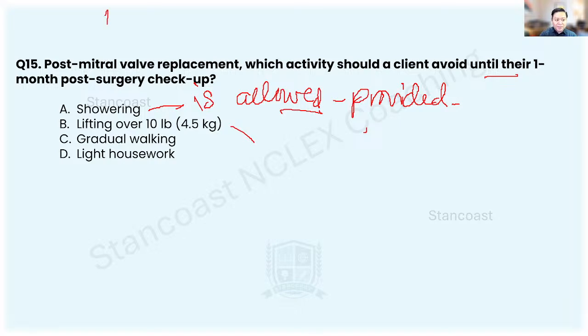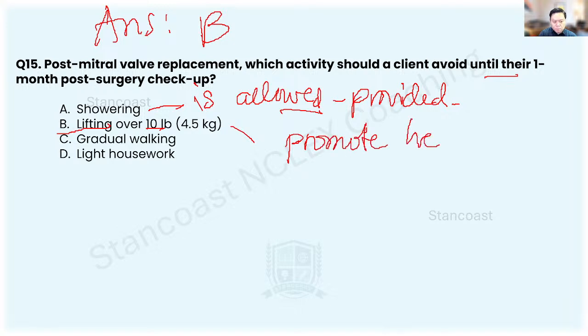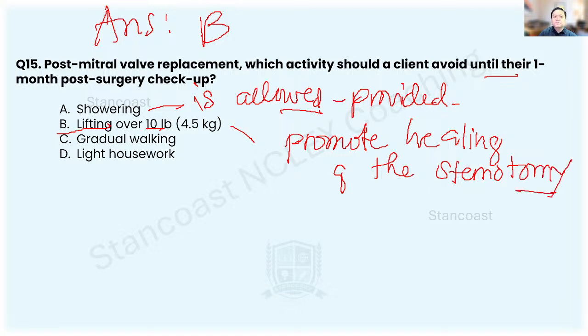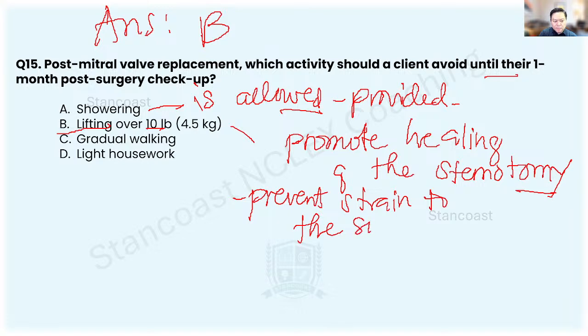Now, letter B, lifting over 10 pounds of weight or 4.5 kilograms. This is the correct answer. Letter B. Why? 10 pounds is quite a significant amount of weight that can cause strain to the sternum or to the heart itself. So avoid this in order to promote healing of the sternotomy, the surgical site. There should be less strain to the surgical site. Prevent strain to the surgical site.